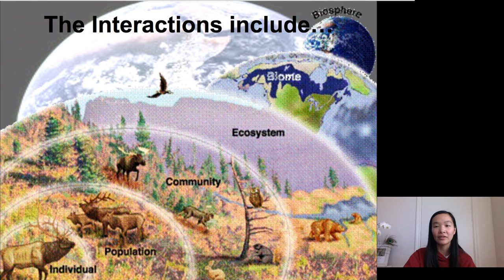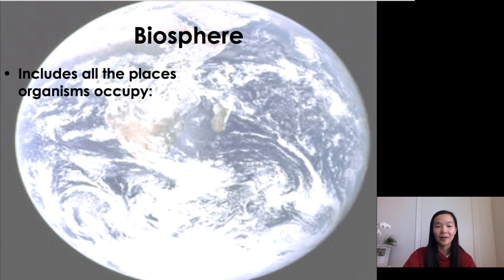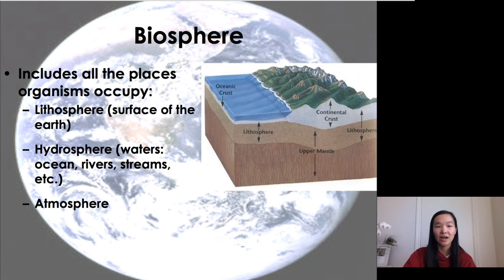And at the very top we have the biosphere. Bio means living or life, and sphere is a ball. So this is the Earth. The biosphere is all the places organisms are going to occupy. This includes your land. The lithosphere is the land. Hydrosphere is the water. Atmosphere is the air. And at the biosphere level, you're studying interactions on a global scale, like global abiotic factors, global climate, and how that affects species and where they live.